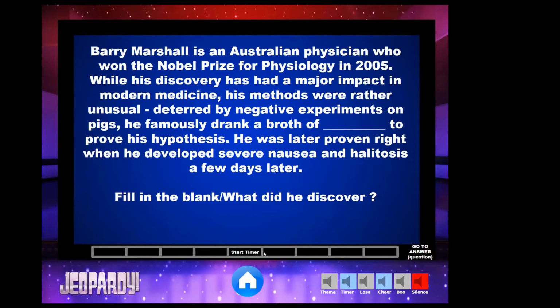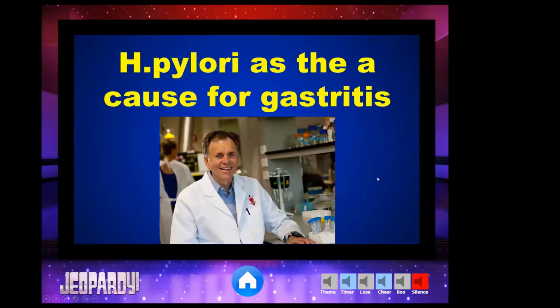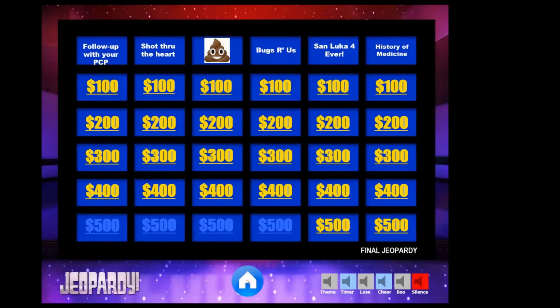All right, team 2, do you have an answer? We will go with what is H. pylori? What is H. pylori is correct. So Barry Marshall famously drank a broth of H. pylori, and it caused severe gastritis, and that's how we discovered that H. pylori is a cause of gastritis. So great answer by team 2. That is 500. Next, team 3. There's 500 left and everything else on the chart.